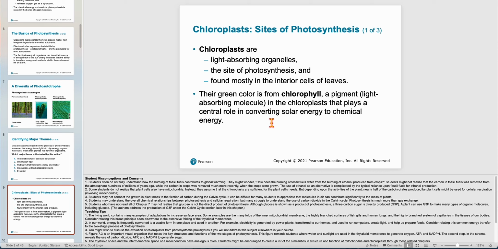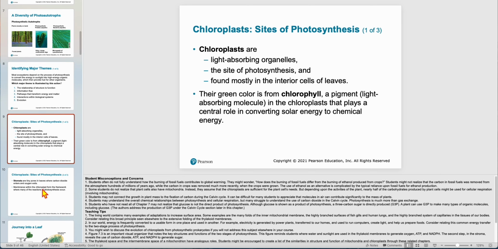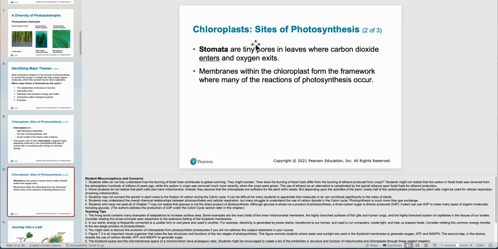Okay, so this green thing that's in the chloroplast is a pigment. And that special chlorophyll pigment actually absorbs light. Very similar to a photovoltaic cell that you see as a solar panel on the top of a roof. Same thing. But this is chlorophyll that does the same idea. Okay. Next, within the chloroplast where photosynthesis occurs, we have these little holes.